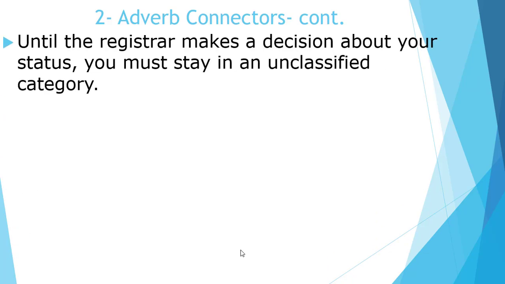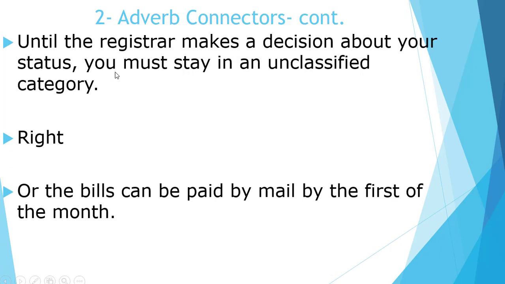Until the registrar makes a decision about your status, you must stay in an unclassified category. We have here connector, until, subject, the registrar, verb, makes, and then comma here, and then subject verb, you must. This is correct. The other one, "and the bills, I will not go on," because we have here a coordinate conjunction in the beginning of the sentence. We said we cannot have a coordinate conjunction in the beginning of the sentence: and, or, but, yet, so, for, not in the beginning of the sentence. So this sentence must be wrong.